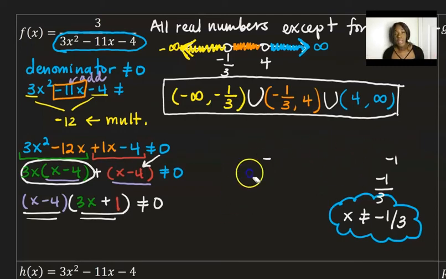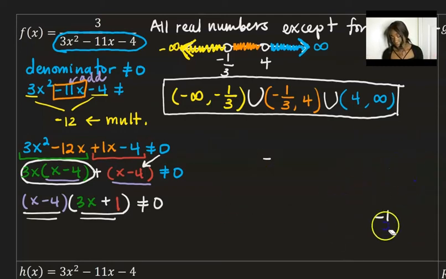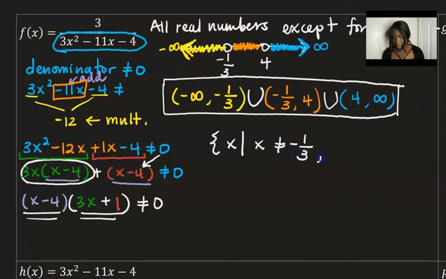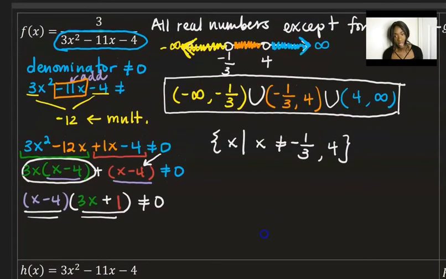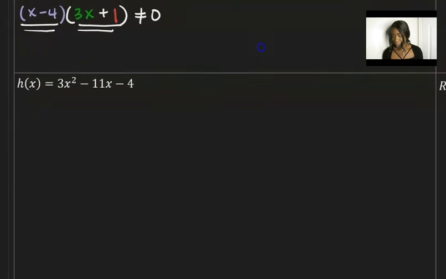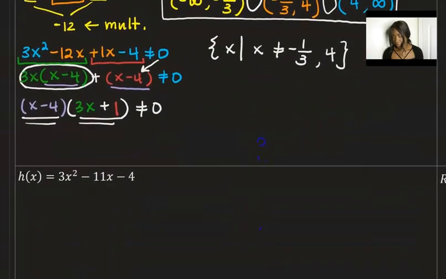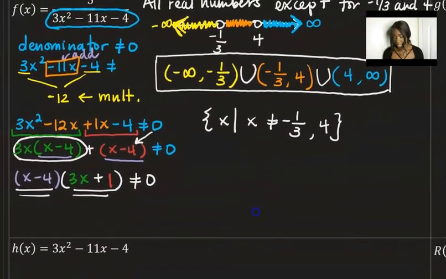So depending on how you're asked to write it, you can write it in either one of those two ways. Just real quick, I'll show you one more way that you could see it written. And I won't write it in all three of these ways for all of the examples, but another way you could write it is the set of x such that x cannot be negative 1/3 and 4. That's in set notation. So it just depends on how you have to write it. So that's our first example. Now let's go look at our second example.